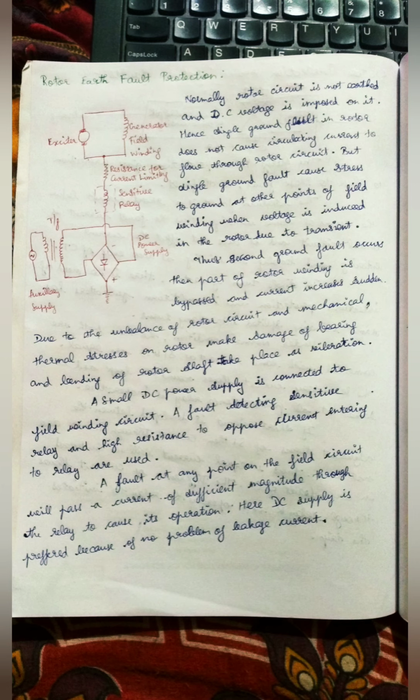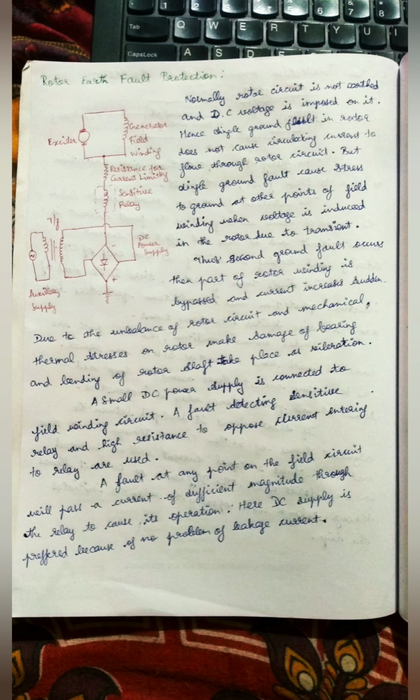So in this case, we have a protection in the sense that a DC power pack is connected with the sensitive relay at one end, and auxiliary supplies from your transformer are also taken for that DC power supply. Then the sensitive relay, which means the rotor sensitive relay, is connected to a resistor for current limiting, which means a small power pack is connected to the field winding circuit.